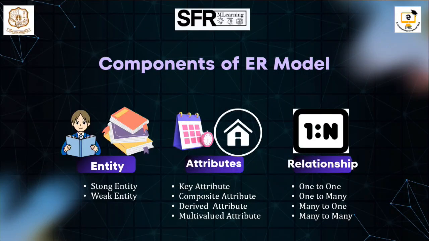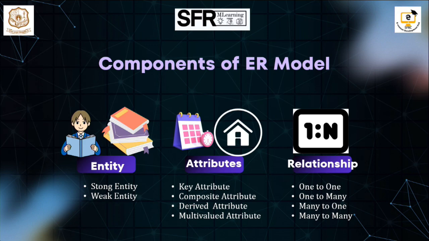Next, components of ER model. First one is entity. Entity contains strong entity and weak entity. Next one is attributes. There are 4 types of attributes: key attribute, composite attribute, derived attribute and multi-valued attributes. Next one is relationship: one to one, one to many, many to one and many to many.